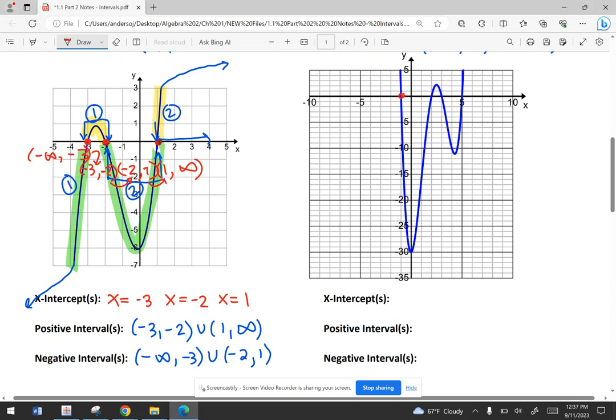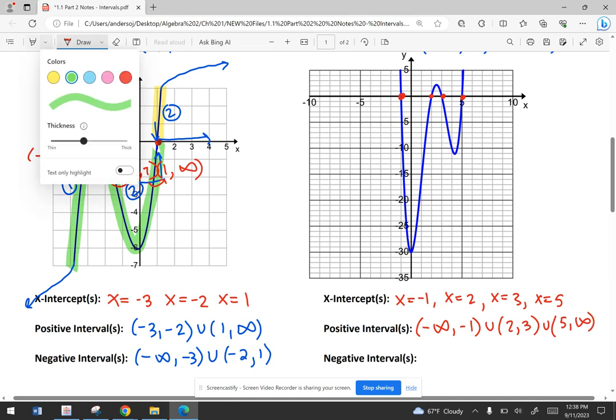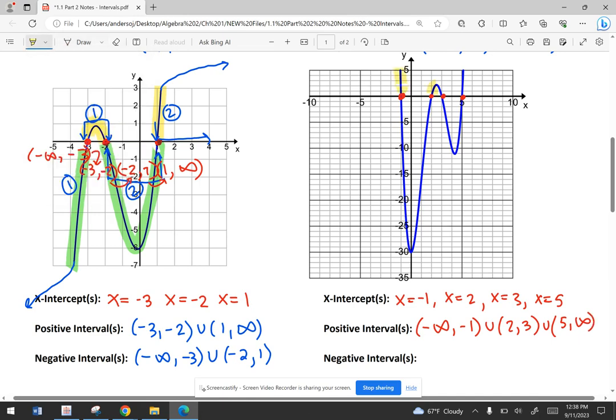All right, you hopefully have a pause, so I'll go through the process really quickly. We have 4 x-intercepts, 1 at -1, 1 at 2, 1 at 3, 1 at 5. We have a positive section going from -infinity to -1. We have another positive section going from 2 to 3. And we have a third positive section going from 5 to infinity. Hopefully you've highlighted those. You have those 3 sections. Those 3 sections are above the x-axis.